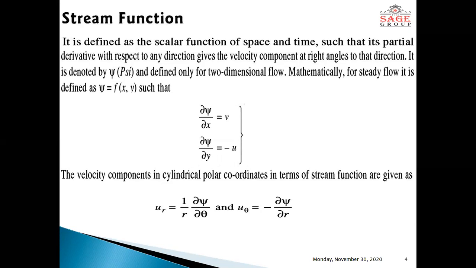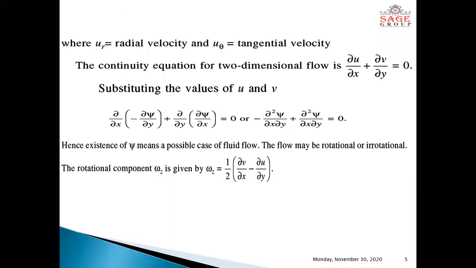Mathematically, for steady flow, it is defined as psi equal to a function of x, y, such that del psi upon del x is equal to v and del psi upon del y is equal to minus u, where u and v are the velocities in x and y directions respectively. The velocity components in cylindrical polar coordinates in terms of stream function are given as u_r equal to 1 by r del psi upon del theta and u_theta equal to minus del psi upon del r, where psi is the stream function, u_r is the radial velocity and u_theta is the tangential velocity.